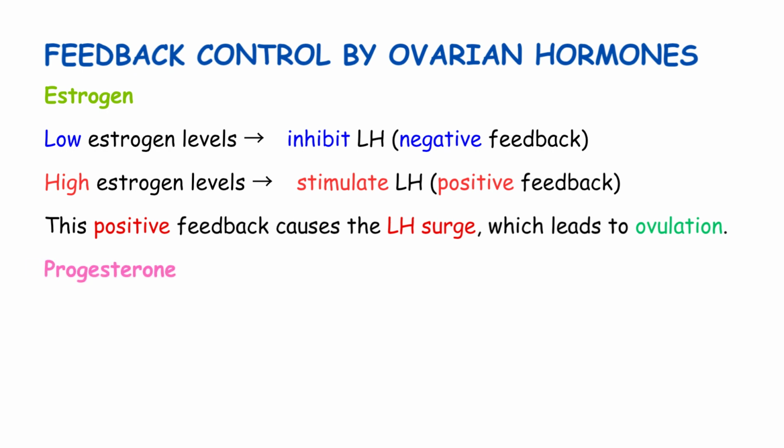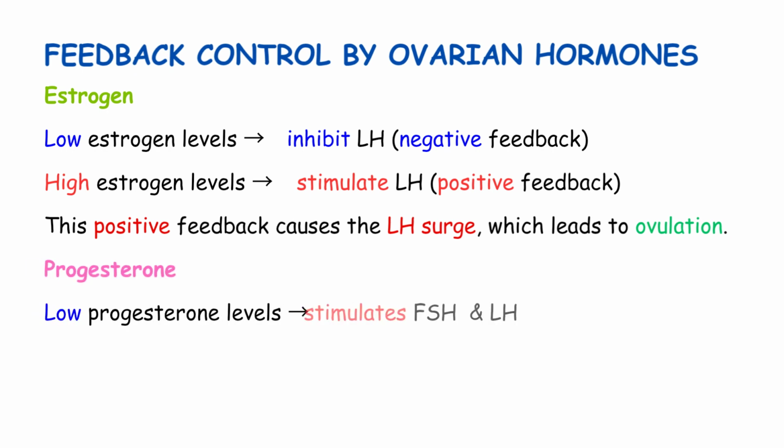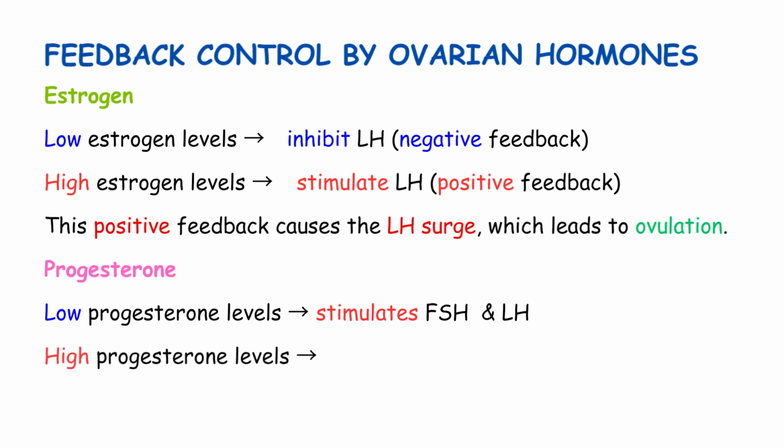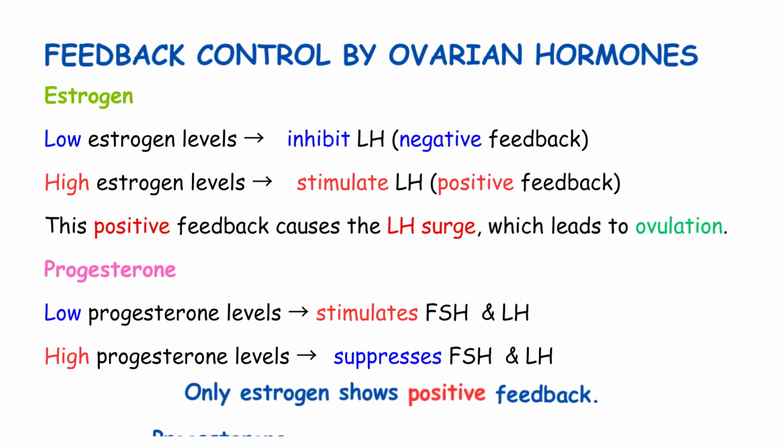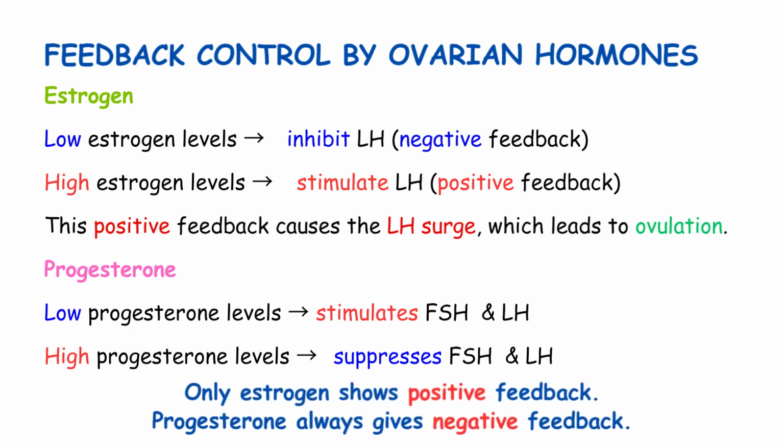Progesterone: low progesterone stimulates FSH and LH. High progesterone suppresses FSH and LH. Note this exam point: only estrogen shows positive feedback. Progesterone always gives negative feedback.